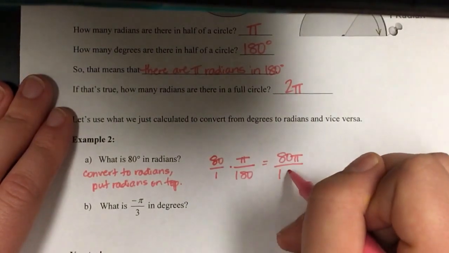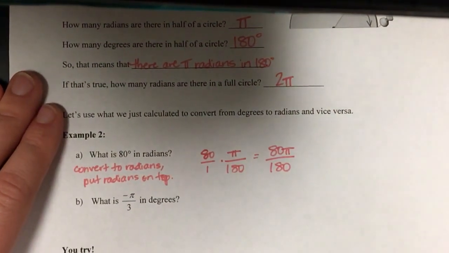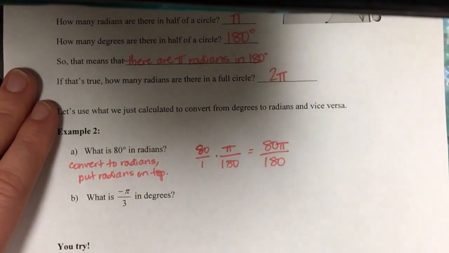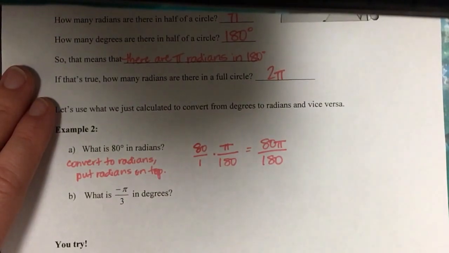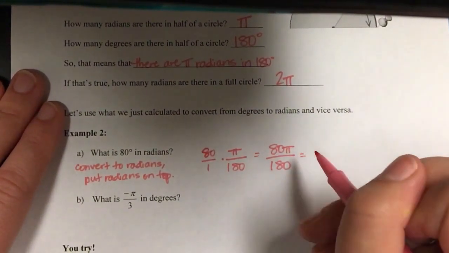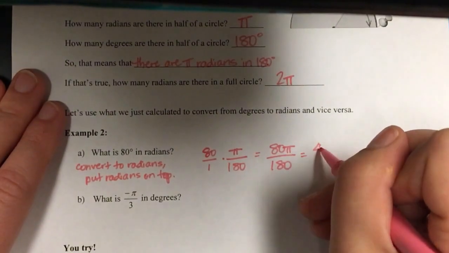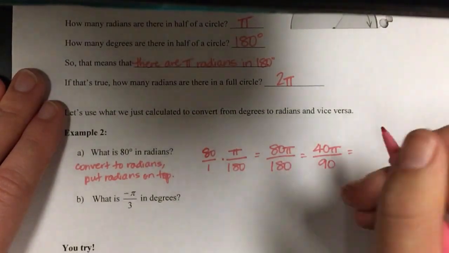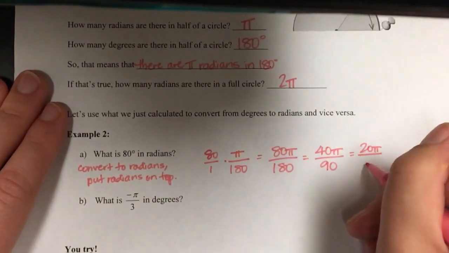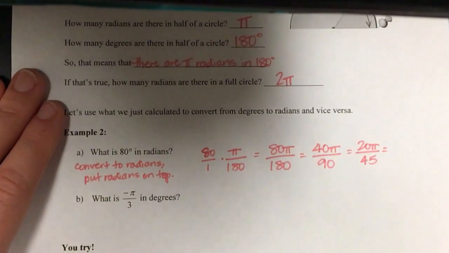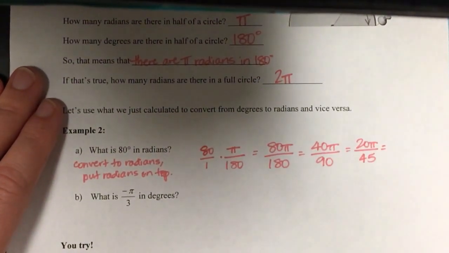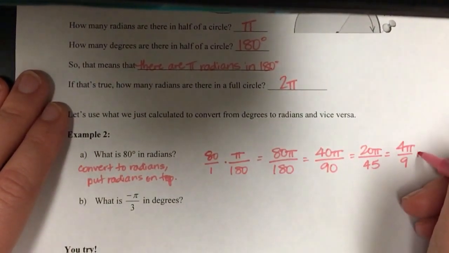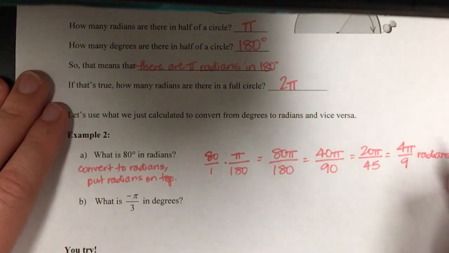That gives me 80 pi over 180. You can either simplify that in your calculator, or you can do it in your head. I don't have a calculator nearby, so I'm going to do this in my head. If you divide this by 2 first, you get 40 pi over 90. Then dividing by 2 again gives 20 pi over 45. If you keep dividing by 5, you get 4 pi over 9. So it's 4 pi over 9 radians.